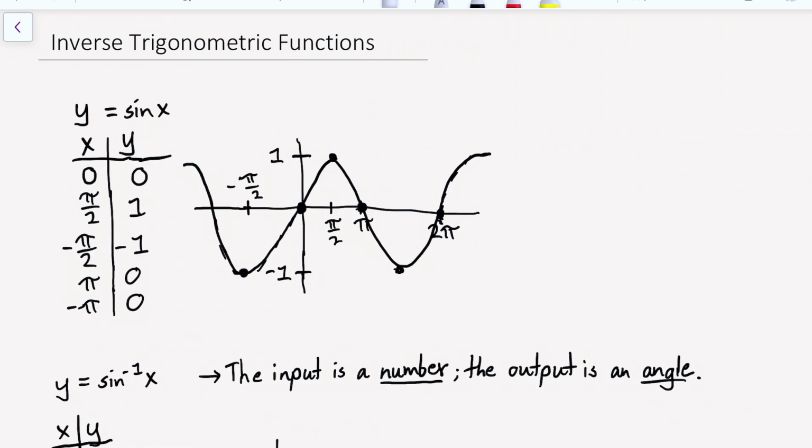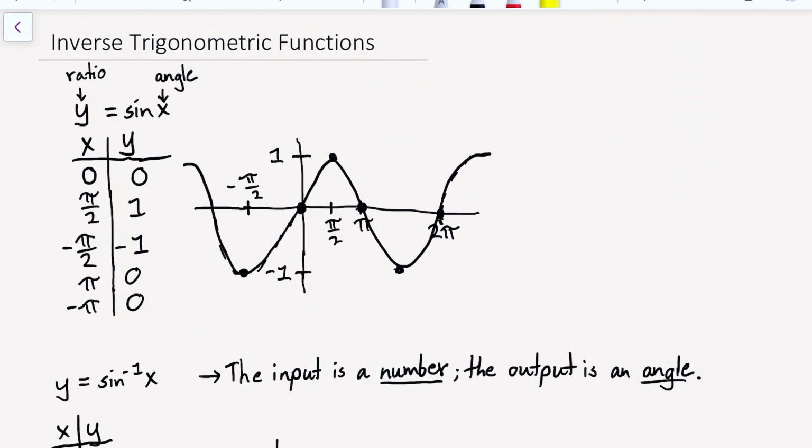Well, remember that when we're looking at a trigonometric function, the input value is an angle, sometimes in radians, sometimes in degrees. The output value is a ratio. It is a real number between -1 and +1. Here's a graph of the sine function. And we need to remember that the inverse function switches these input and output values.